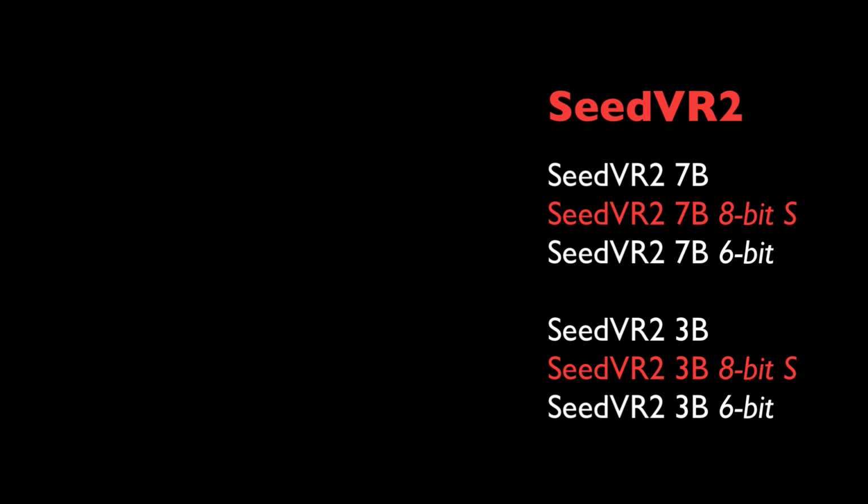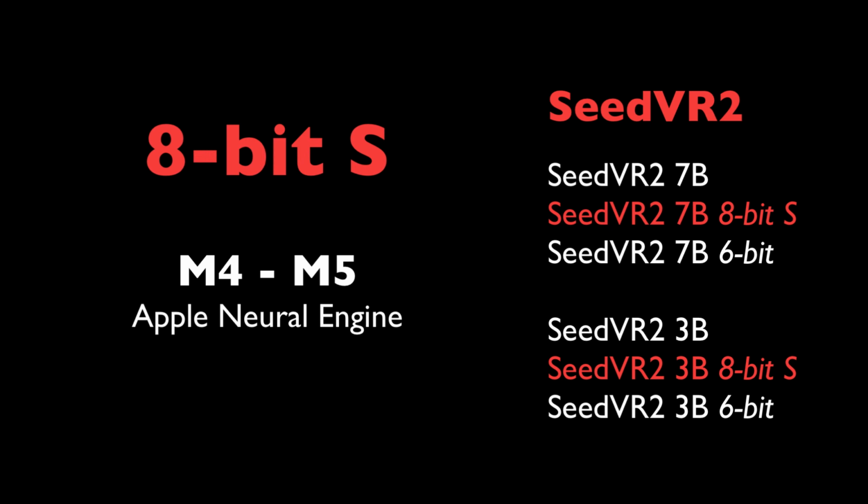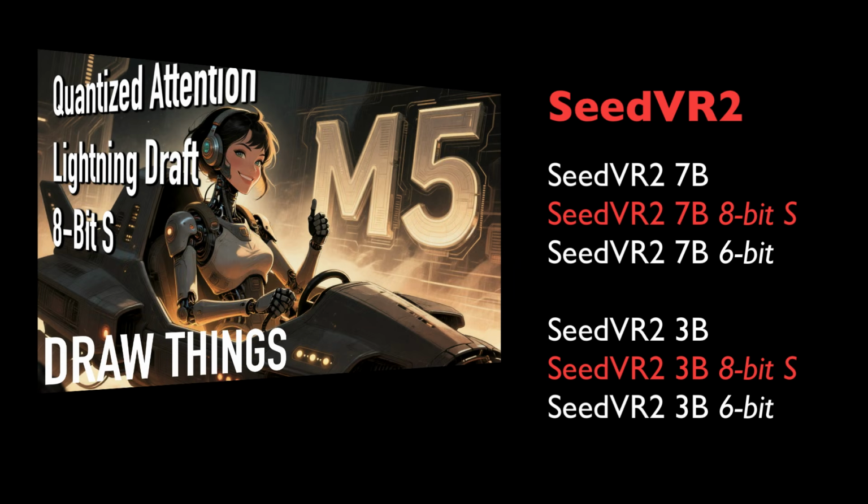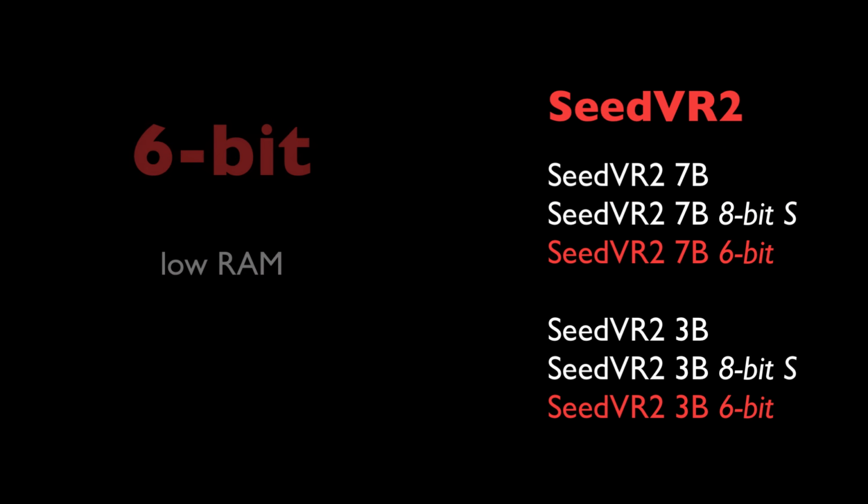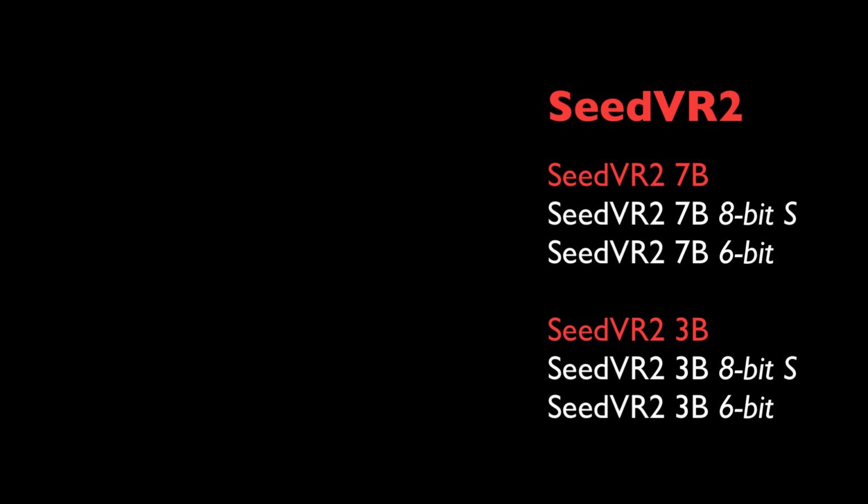And the quantized options are 8-bit S, optimized for Apple Neural Engine on M5 and now M4. 8-bit S is new, so see my M5 video from April for details on this new format. 6-bit is for M3 devices and earlier. These quantized versions are for efficiency on lower RAM devices, but the unlabeled model is also mildly quantized to preserve quality. If you have 16 GB or more, you should be fine with 7B.